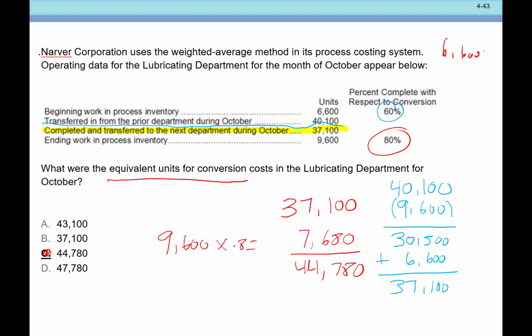6, and then do what? Then get the units transferred in, which was what? 40,100. That gives us a total available of what? 46,700. Right? And then subtract off the 9,600. You get the same number?